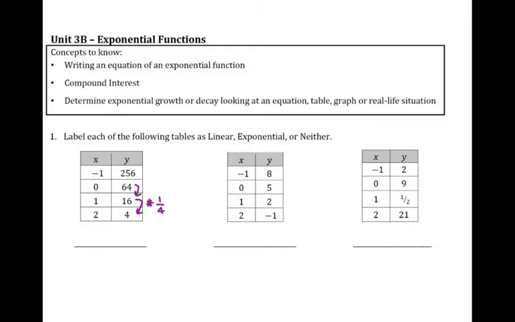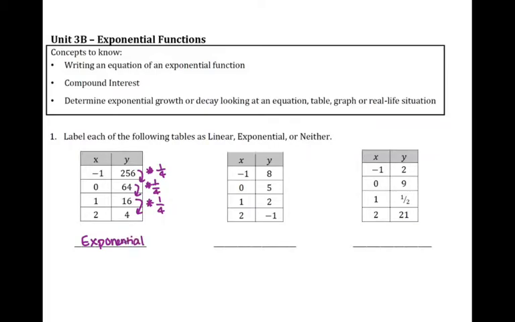So 64 divided by 4 is indeed 16. So I'm multiplying by 1/4. 256 divided by 4 is 64. So again, I am multiplying by 1/4. Since I'm multiplying by the same thing every single time, that represents an exponential function.